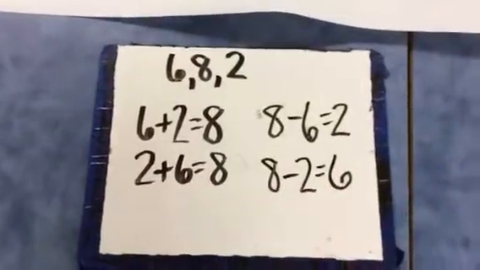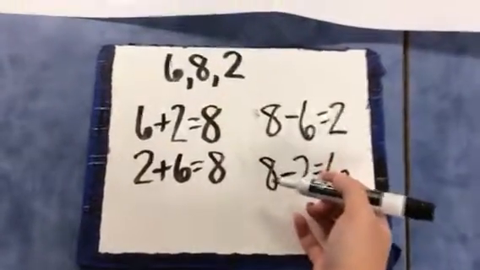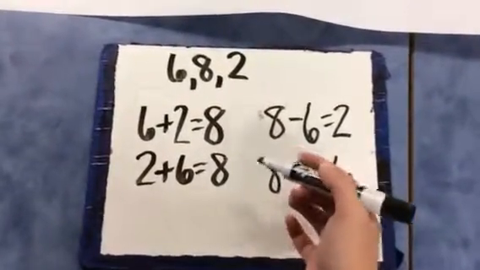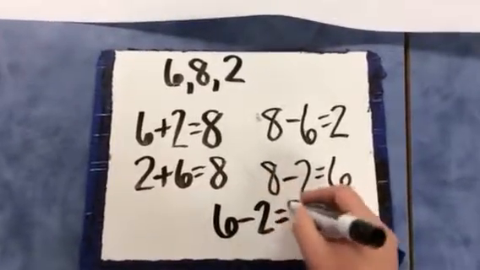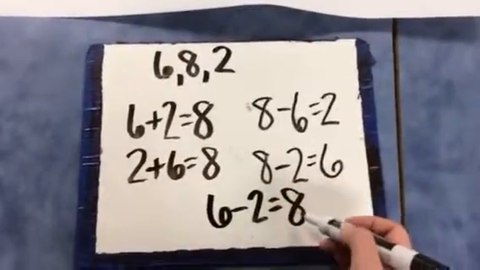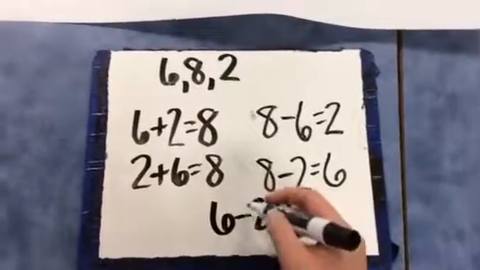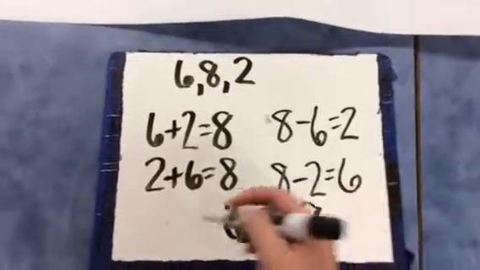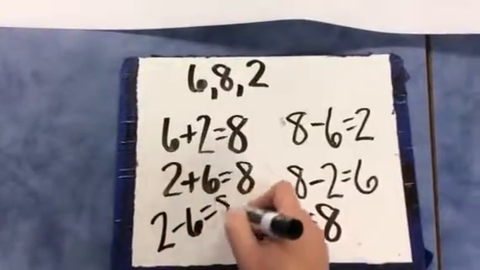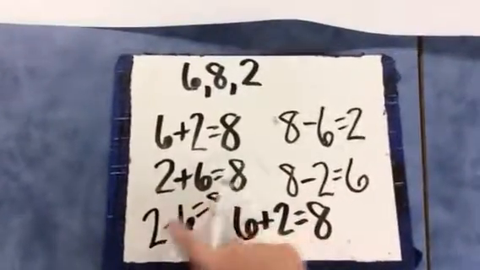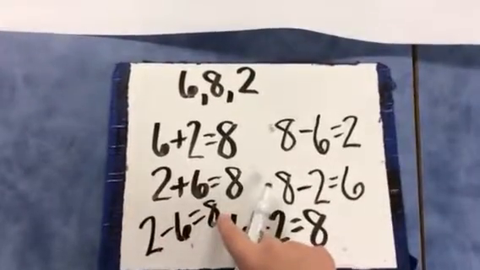A lot of times, especially when we're testing, we have multiple choice. They will put choices that aren't true at all. You'll see things like 6 minus 2 equals 8, and that doesn't make any sense at all. 6 minus 2 doesn't equal 8. Now 6 plus 2 equals 8. Or they'll write something like 2 minus 6 equals 8. Well, that's not true. That can't be part of our fact family because 2 minus 6 doesn't equal 8.